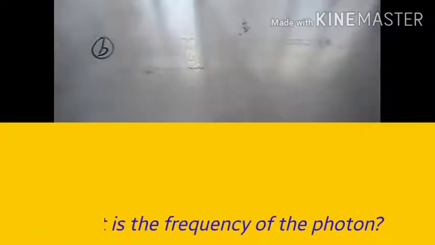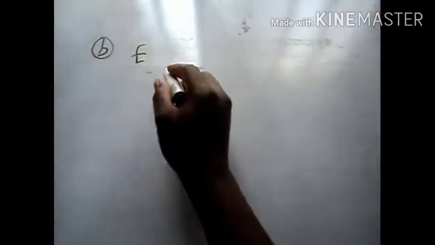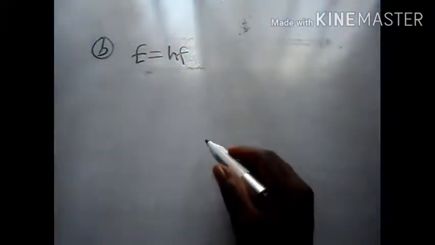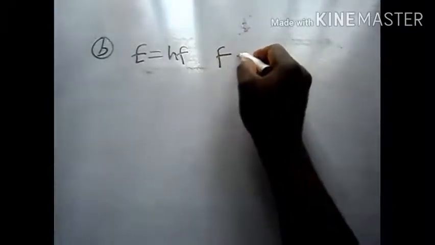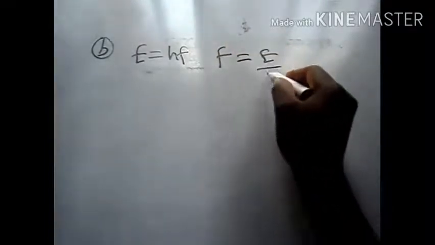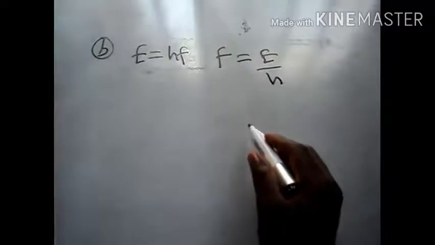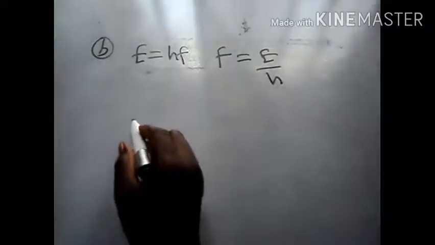Now we'll do the B part of the question. The B part says what is the frequency of the photon. So we'll use this formula, E, which is our energy, equals h, which is the Planck constant, times f, which is the frequency. So let's make f the subject of the formula. So we have f equal to E over h, h the Planck constant. So that's what we'll be using.